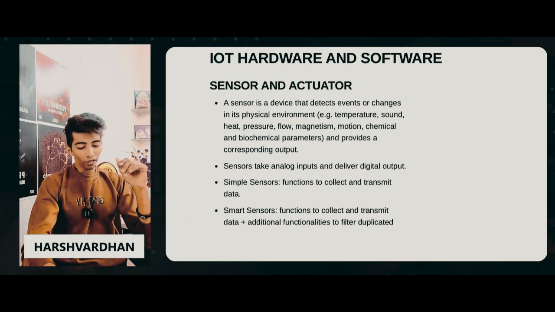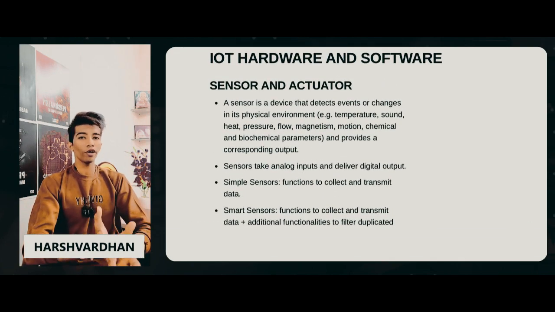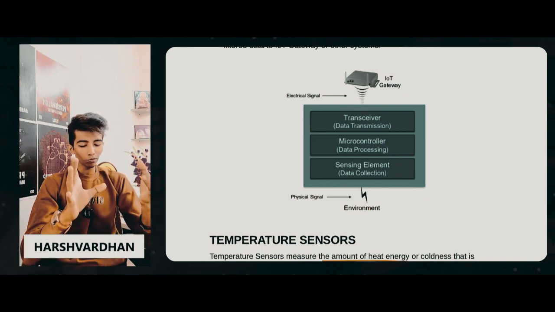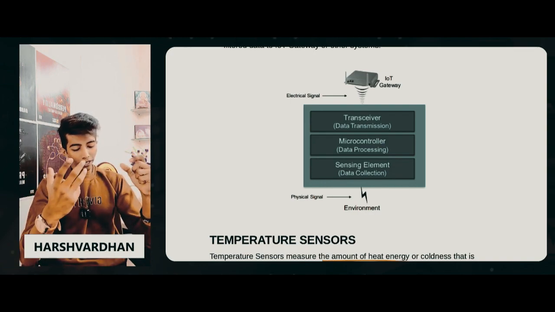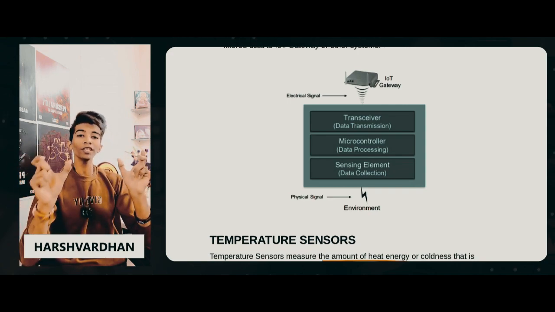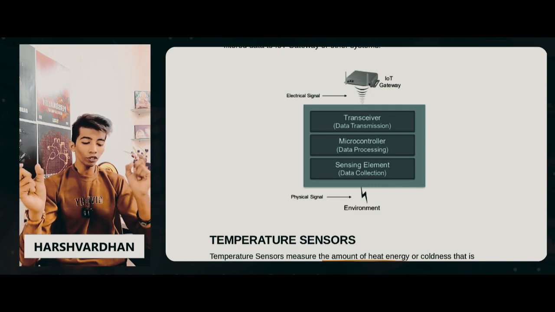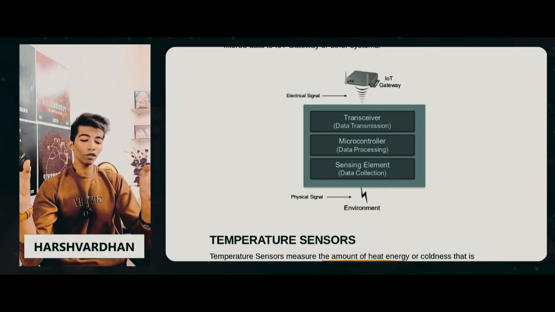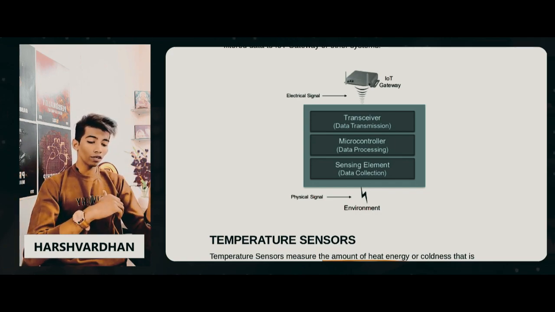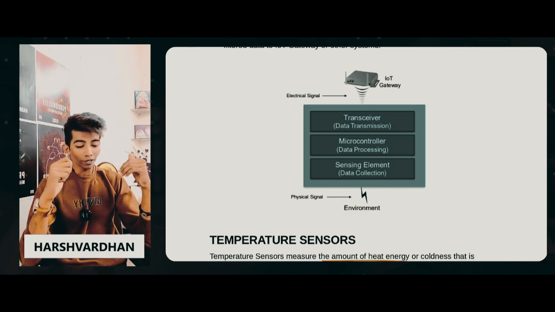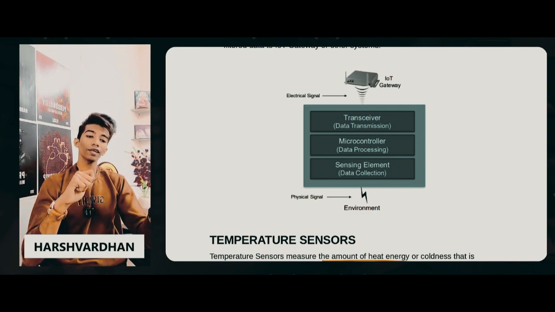IoT hardware and software. First are sensors and actuators. We already learned about this, so I will not go into much detail. What it contains is a basic sensor, which takes the physical signal from the environment. Then there is a sensing element which is responsible for data collection. Then a microcontroller will be there for data processing. Then a transceiver is used for data transmission from one sensor to another sensor or to the cloud, right? So it gives the electric signal to the IoT gateway.